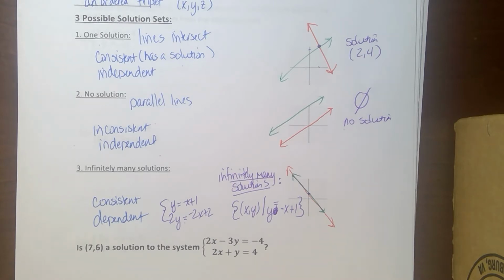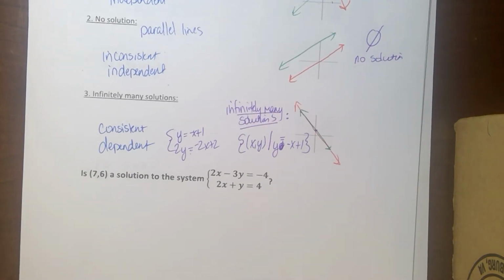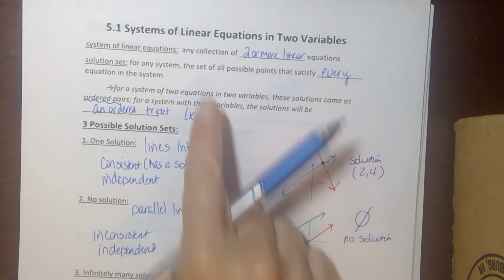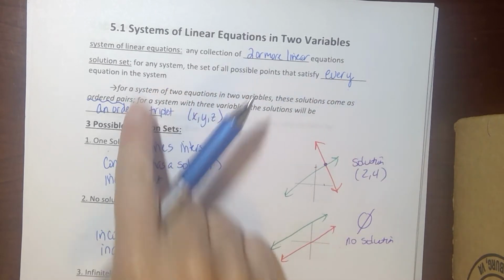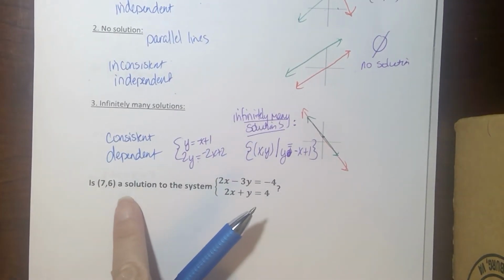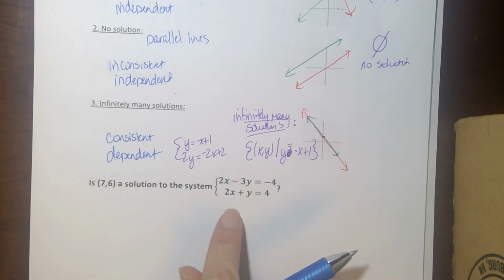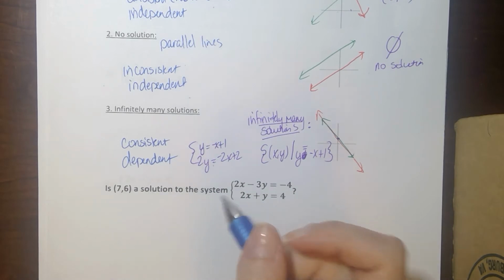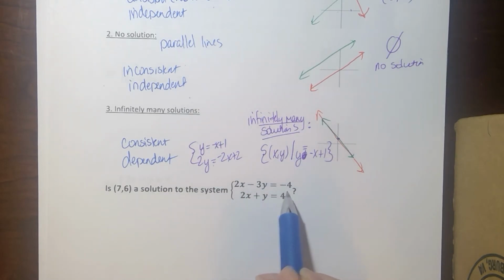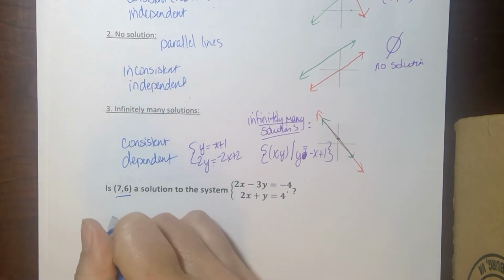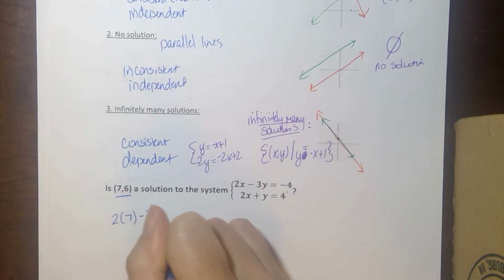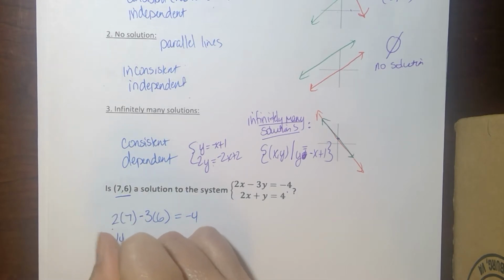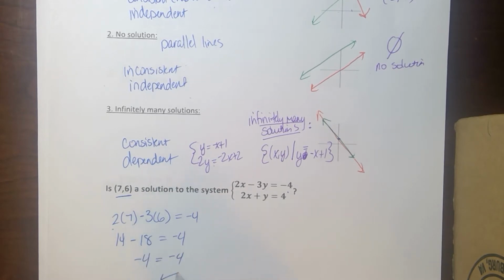Okay, let's talk about whether or not an ordered pair is a solution to the system. Well, we gave our definition of a solution as the set of all possible points that satisfy every equation in the system. So how do we know if this is a solution? Well, we plug it in, and we have to plug it into both equations. So let's plug it into that first equation, 2x minus 3y equals negative 4. I'm checking the ordered pair 7, 6. So that would be 2 times 7 minus 3 times 6, and if that's a solution, that's going to give me negative 4. Well, 2 times 7 is 14, and then I have minus 18. And yes, 14 minus 18 is negative 4, so that works.